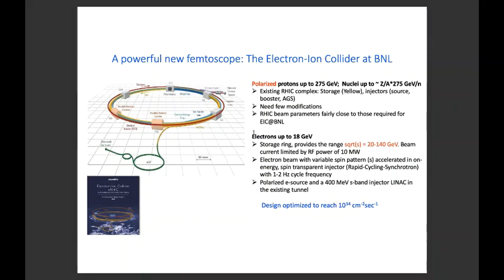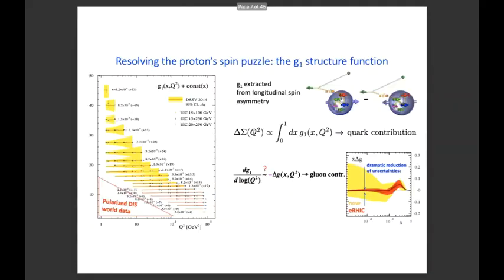But what the EIC has going for it is that it can do polarized protons and nuclei. And also the design luminosities are over 1,000 times that of the HERA collider. So you can really do a wide range of differential studies for a number of processes.